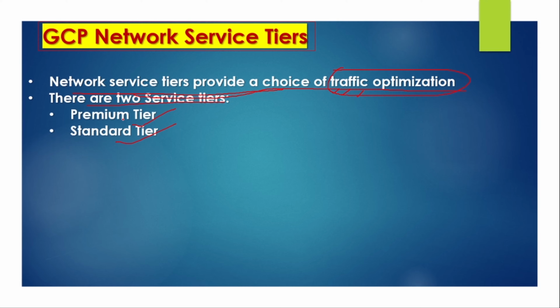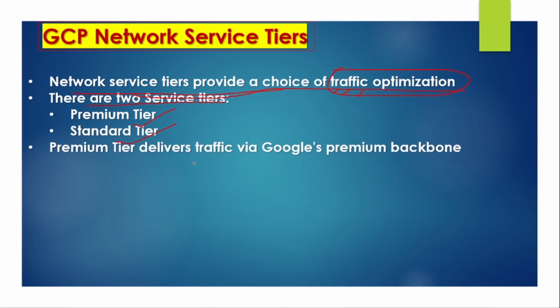So the premium tier will deliver traffic via Google's premium backbone. What does that mean? We discussed earlier that Google has a very expensive infrastructure where some of Google's own services like Google Search, Gmail, or YouTube are running. So when you select the premium tier, it means that you are going to use the same kind of network services that these premium applications of Google are using.